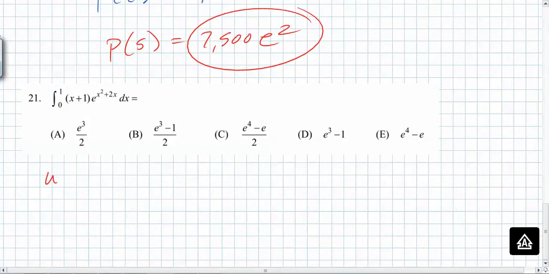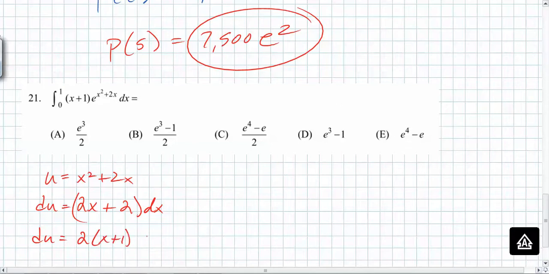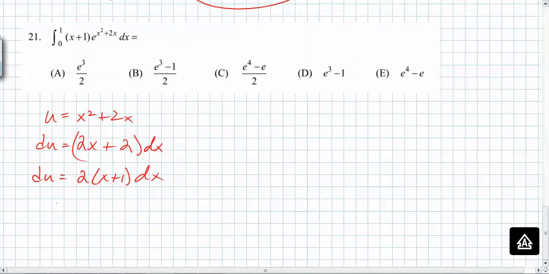u is equal to what? x squared plus 2x. What's du going to be? du is going to be 2x plus 2, times dx, right? What can you factor out? 2 times x plus 1 dx. So what does dx equal? du over 2 times x plus 1.